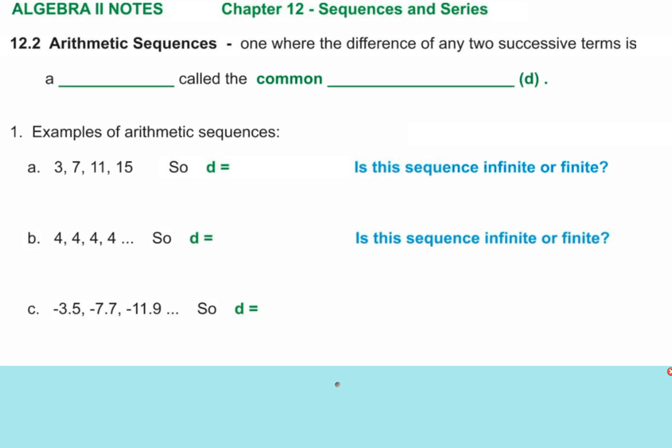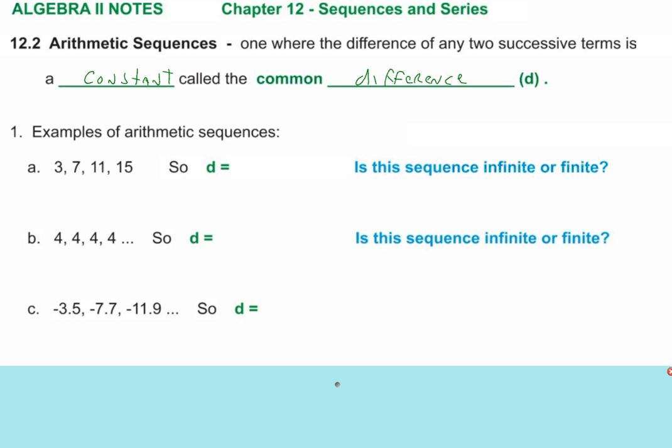And that's the situation. All right, so an arithmetic sequence is one where the difference of any two successive terms is a constant. Anybody remember what it's called? Common difference, right? The common difference. So that constant amount is the common difference.